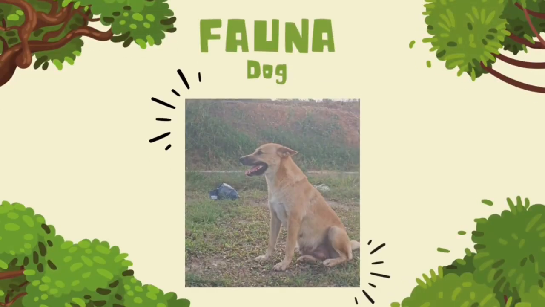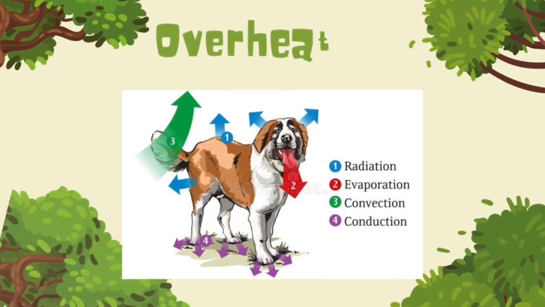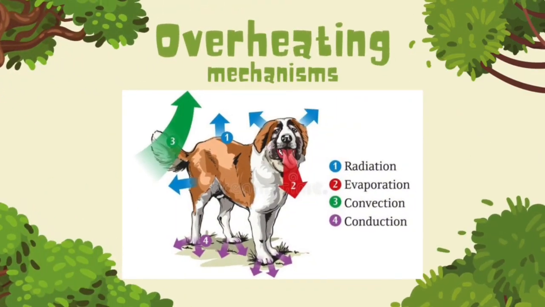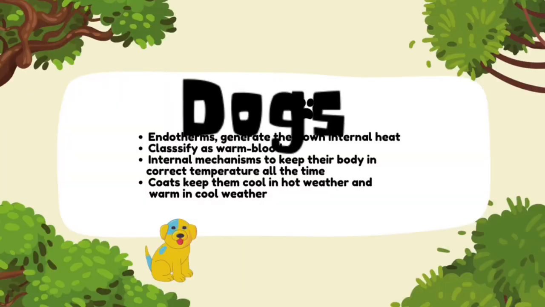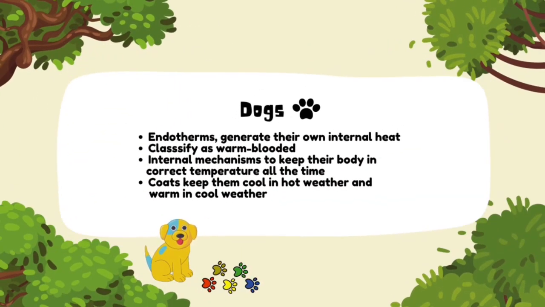The fauna organism that we choose is dog. There are four different mechanisms of overheating in dogs, which are radiation, evaporation, convection, and conduction. Dogs can be classified as endotherm. They can generate their own internal heat. They are also warm-blooded. They have internal mechanism to keep their body at the correct temperature all of the time. They have a coat that can keep them cool in hot weather and warm in cool weather.